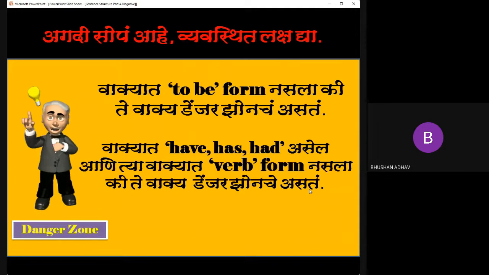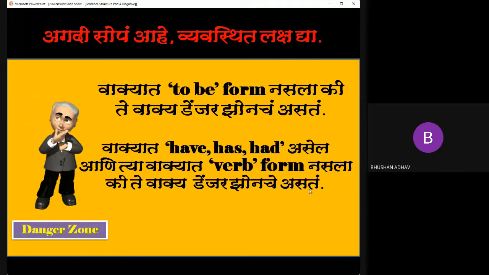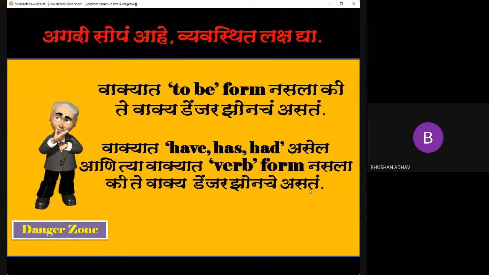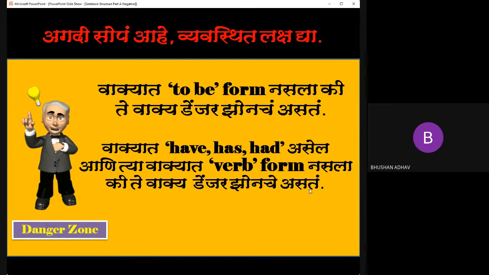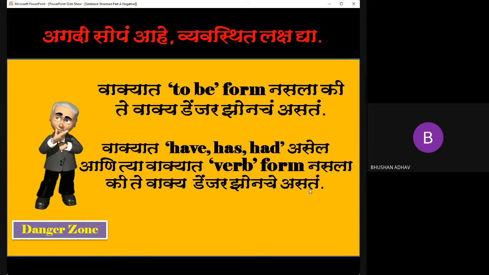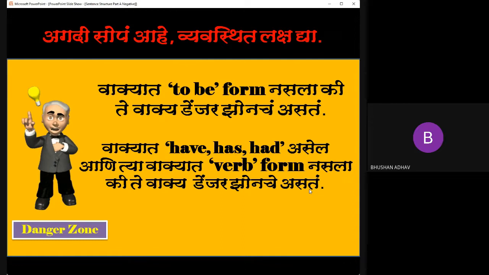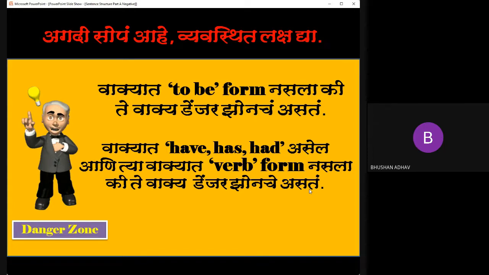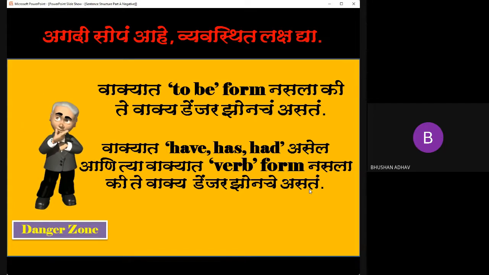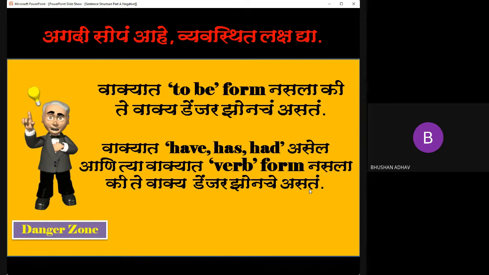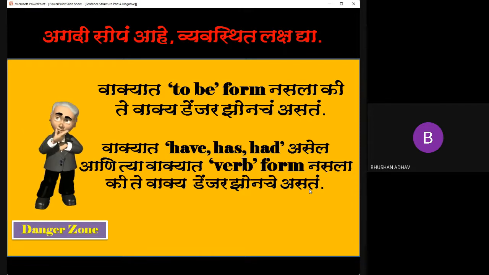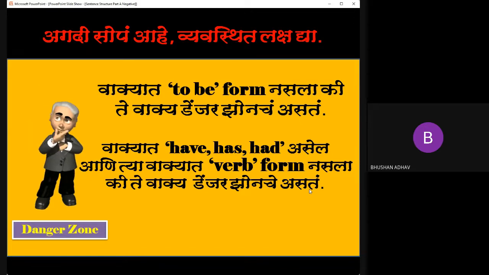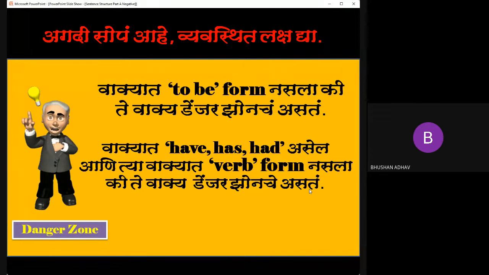If it is over there, very simple. If there is no to be form, then that is danger zone. If there is have, has, had but no verb form, that is danger zone. So to recognize the danger zone, this is the simple rule. If you can take the screenshot of this, it will be very helpful for you. Take the screenshot of this slide, crop it and save it with you forever.